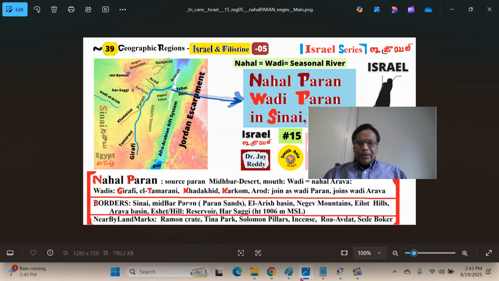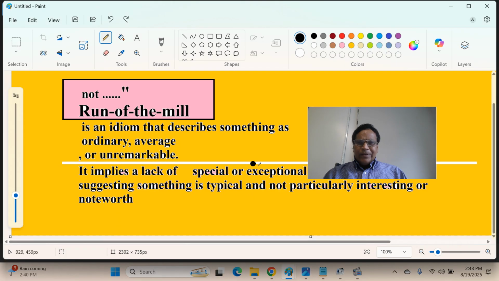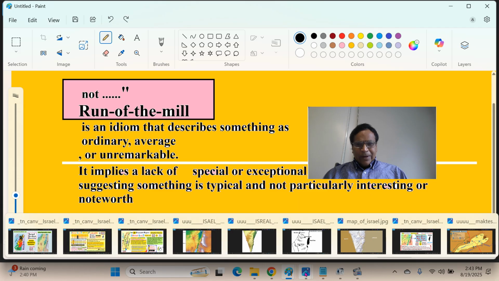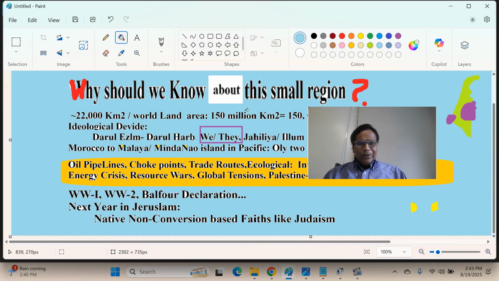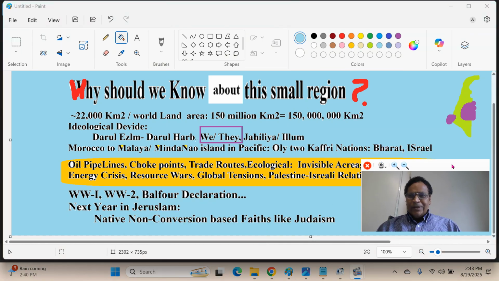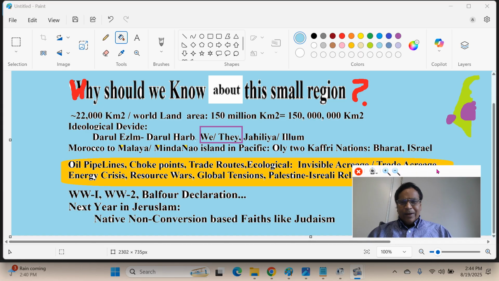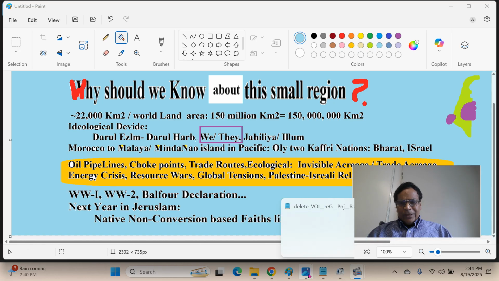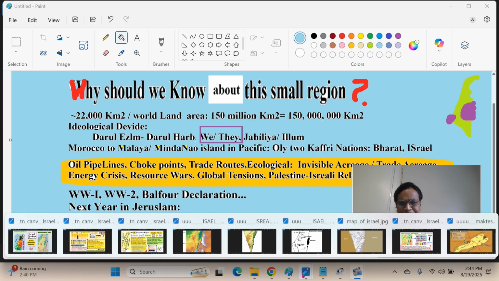This topic should give you a broader, deeper understanding rather than making this a run of the mill, average presentation. So it is designed in such a way that the audience will have a deeper understanding of this region, because this region, even though small, 22,000 square kilometers, the geopolitical entity of Israel and Palestine, East, West Bank and Gaza Strip, in the overall world, is a very strategic geopolitical entity of very great ideological and geopolitical importance. You can understand that by understanding more about this particular region.